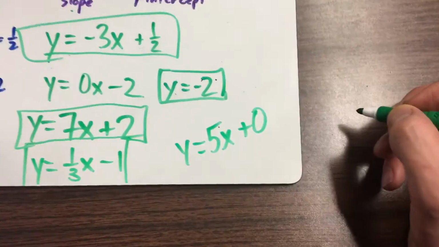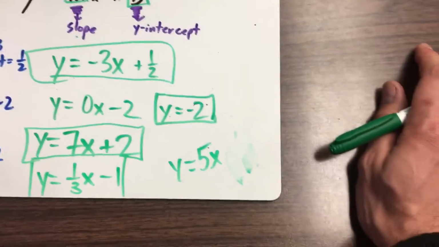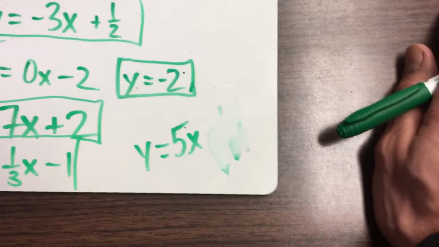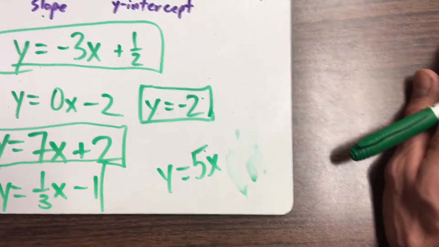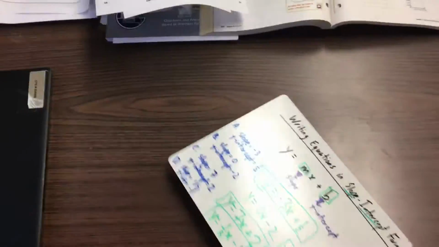do you have to put +0 at the end? No. You can just erase that and just say y equals 5x. So if you ever get one like that where the y-intercept is 0, just don't even put +0 at the end. I mean, you can, it's not wrong, but it just looks kind of silly to do that. Okay, I've got 2 more boards and then we'll be done.